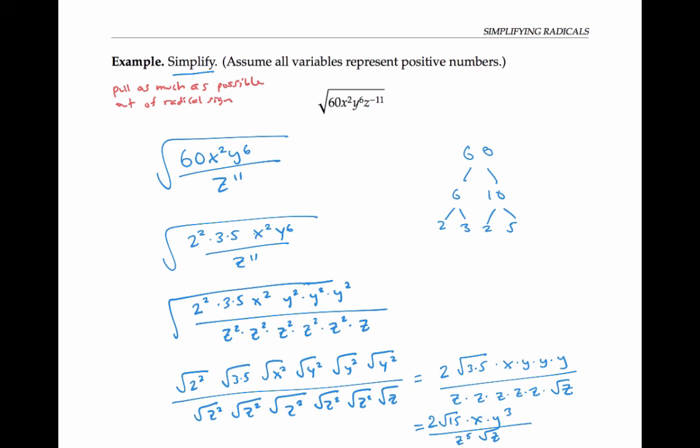I'm going to leave this example as is. But sometimes people prefer to rewrite radical expressions without radical signs in the denominator. That's called rationalizing the denominator. I won't do it here, but I'll show you how to do it in the next example.